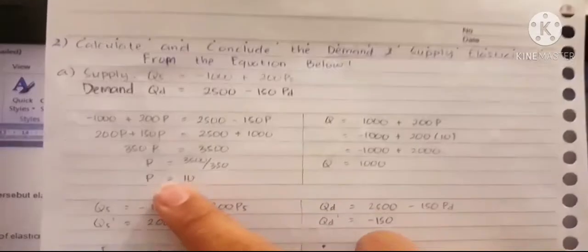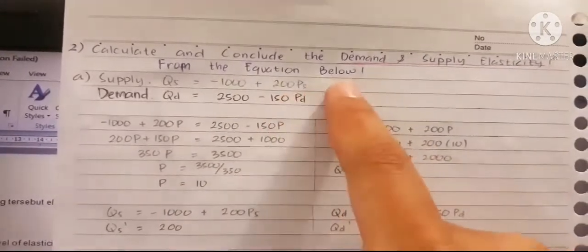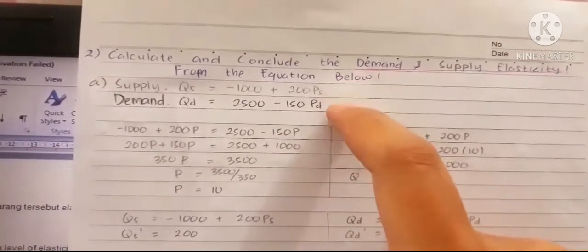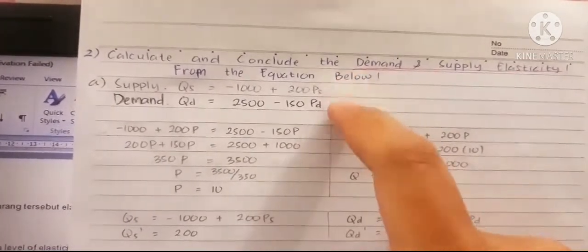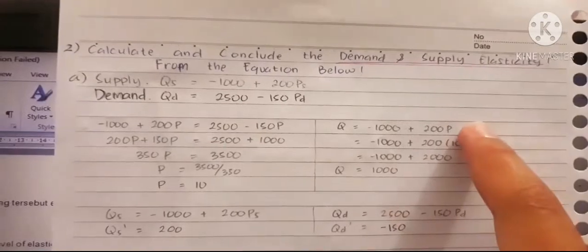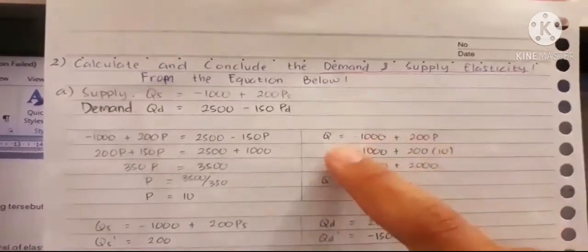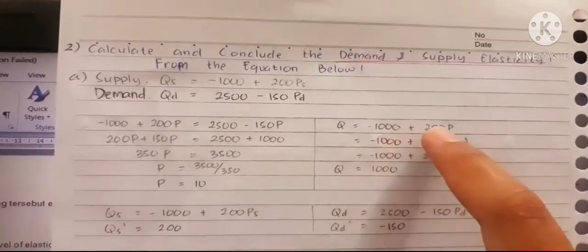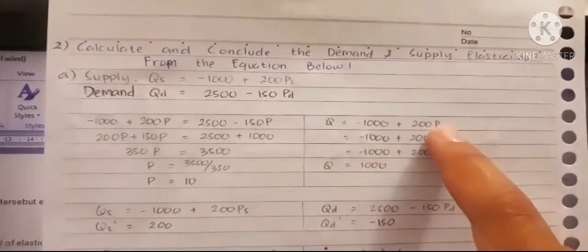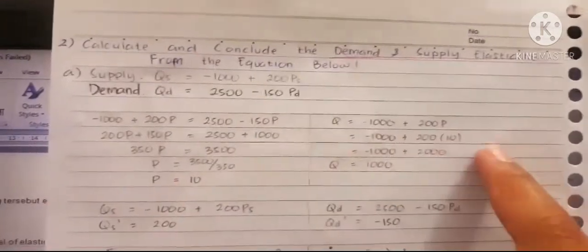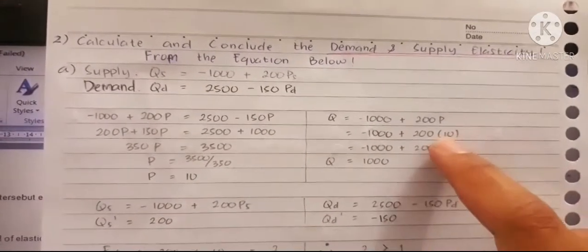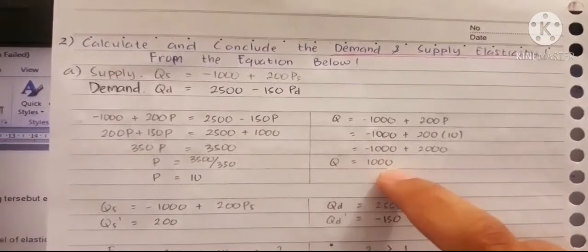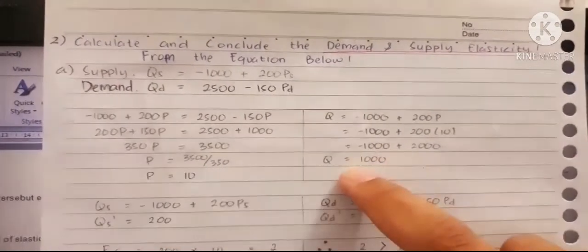Second, we move to get the Q. After we get the P, we choose one of these equations, and I choose the QS. Q equals minus 1000 plus 200p, and the P comes from this. Yeah, we can get it, and the Q is 1000.